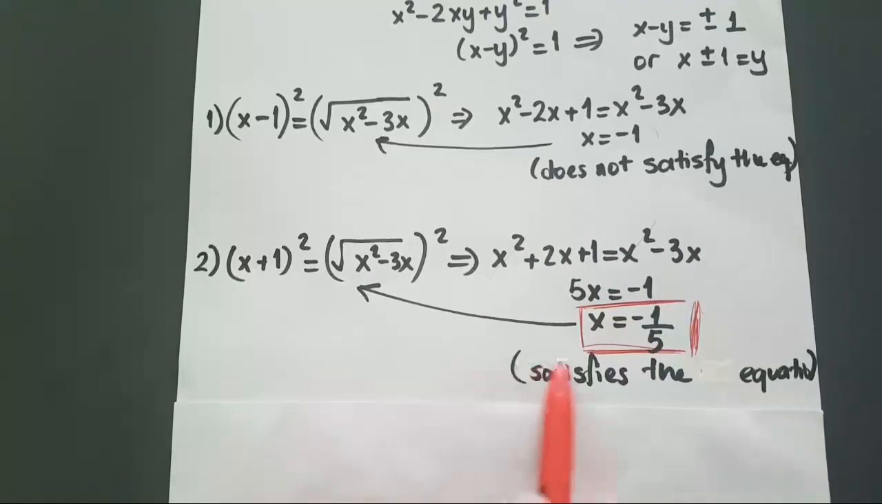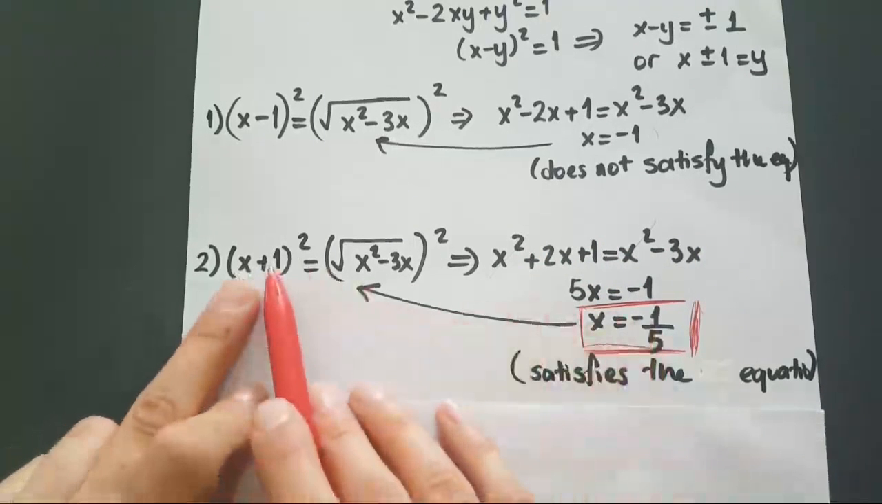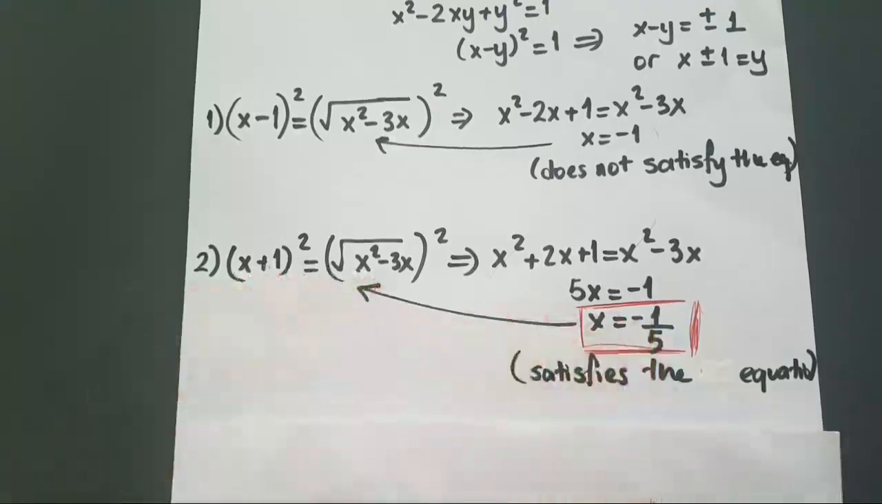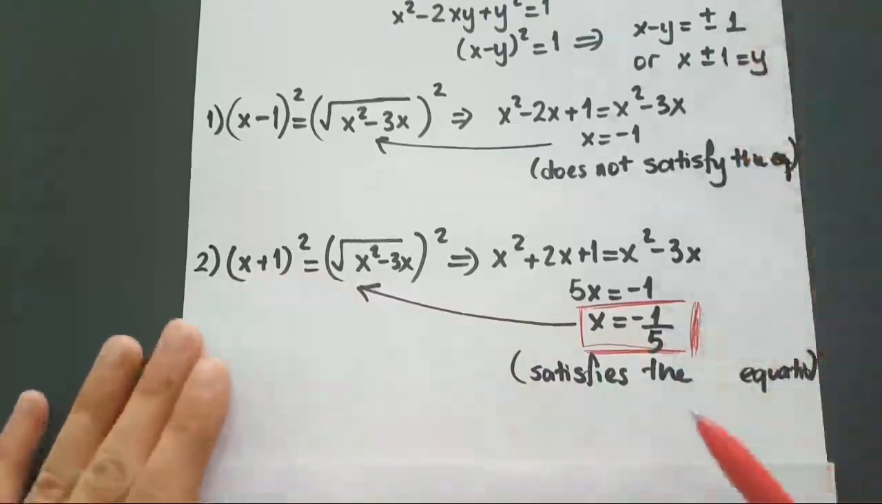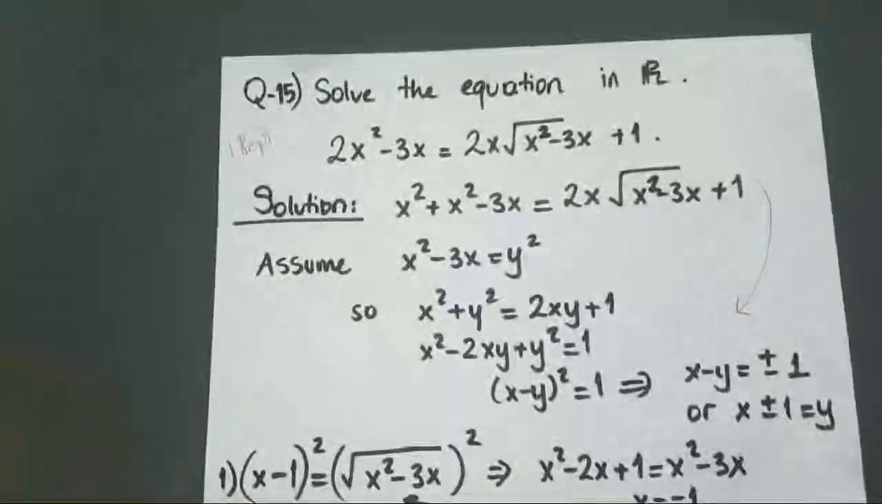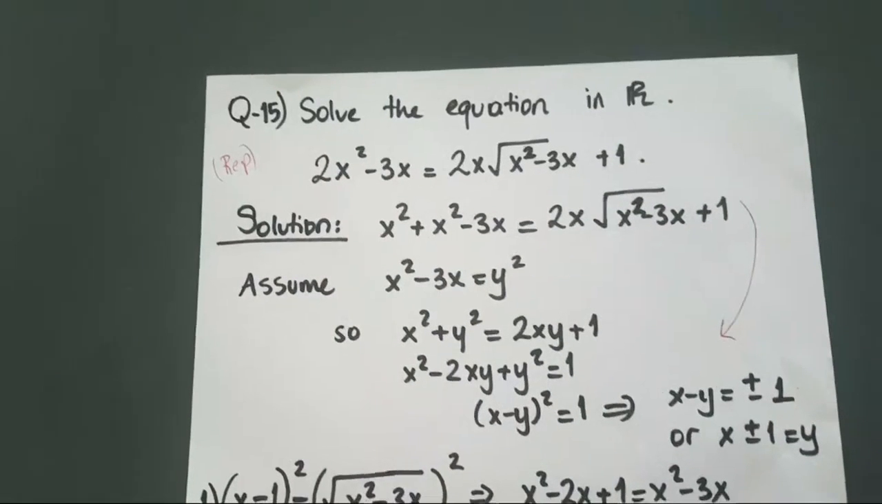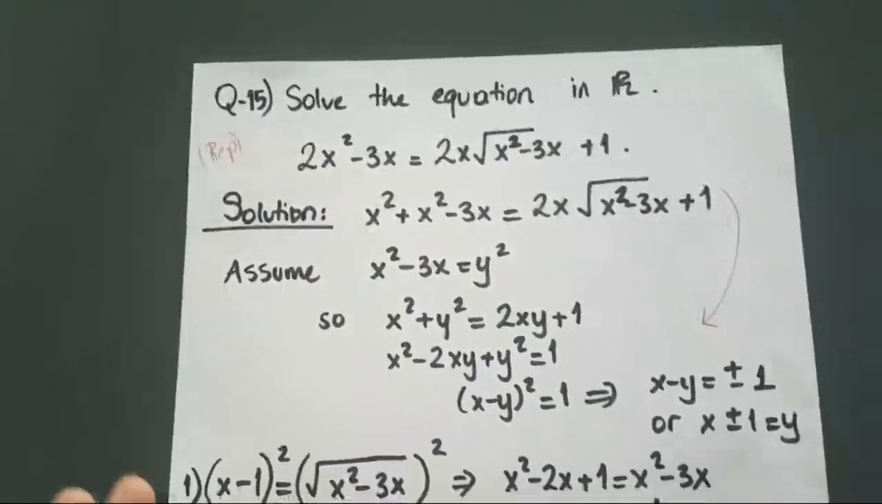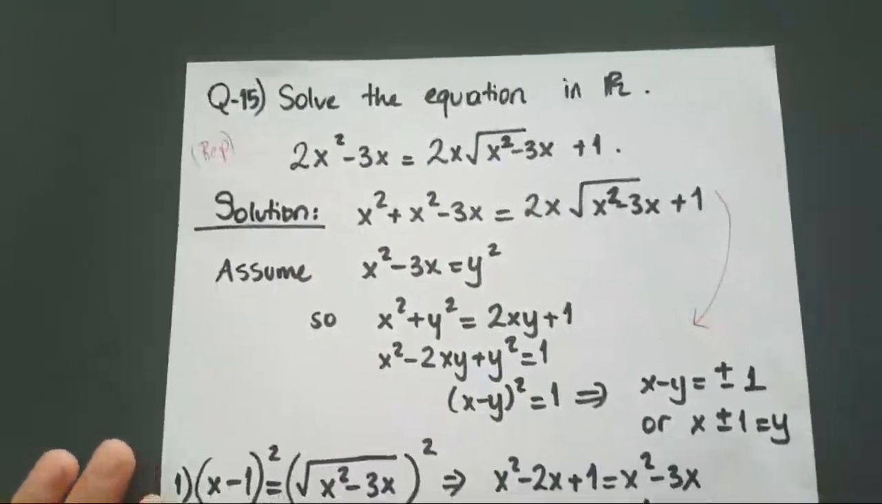Does this satisfy the equation, minus 1 over 5? Yes, it does. So how many solutions do we have for the problem? There is only one solution, which is minus 1 over 5. Here is the question. I hope it is clear. And I will show the steps.